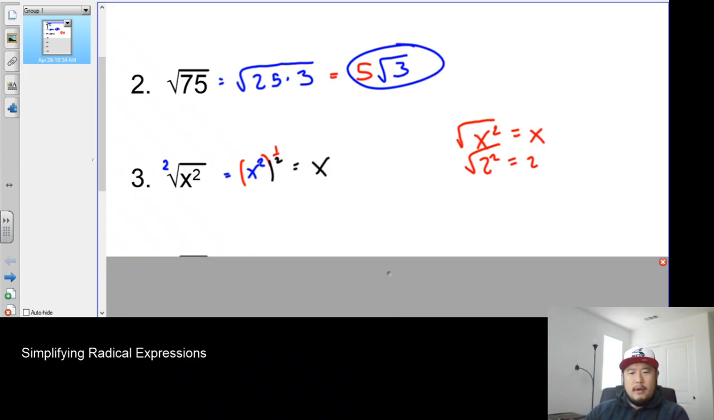But what happens if I have a negative number? So let's try this. If I have negative 1 for x, does that equal negative 1 as my outcome, which is what we're saying the answer is right here? Negative 1 squared is 1. The square root of 1 is 1. That does not equal negative 1. So we realize that that doesn't work out.